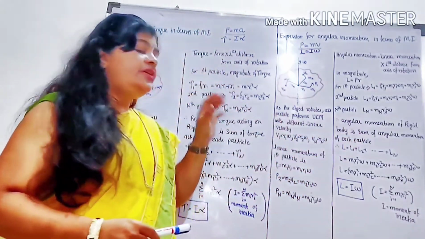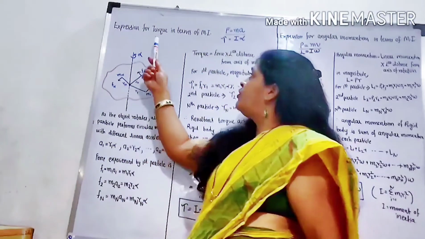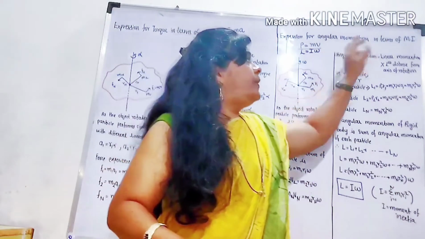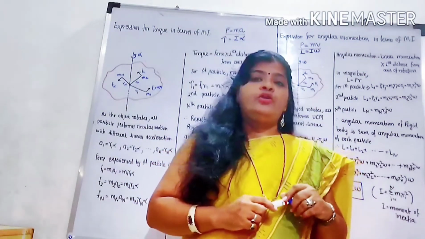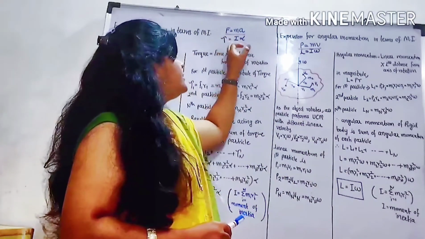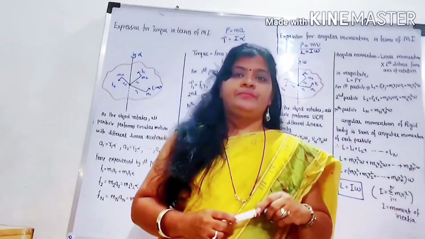Now in this video, we learned two important derivations: first, the torque in terms of moment of inertia, and the angular momentum in terms of the moment of inertia. For this, torque is equal to I alpha and L is equal to I omega. Thank you.